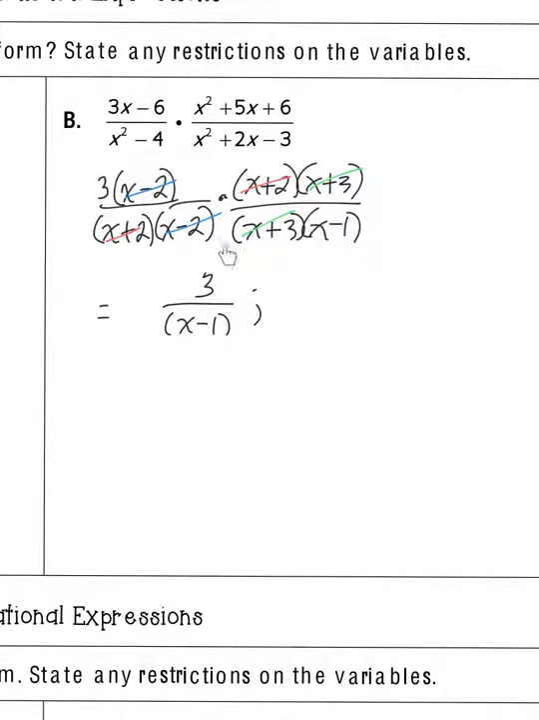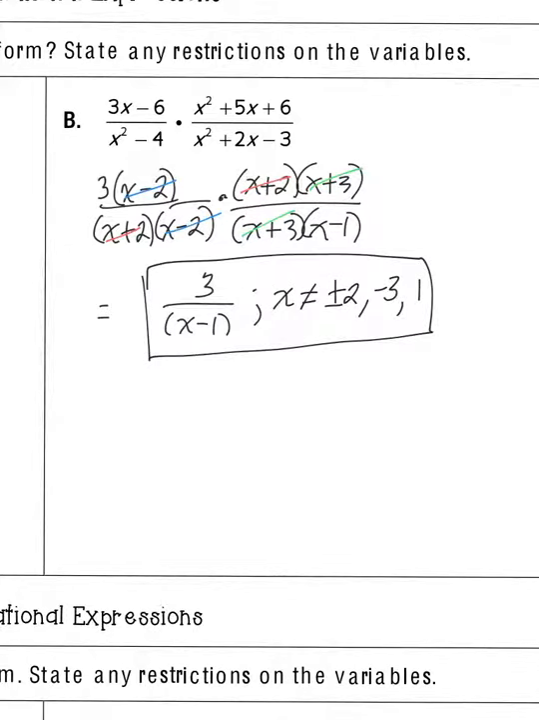Now you've got 4 factors here, and they're all different in the original multiplication before we ever canceled. And so you've got to look at all of these and use them all for your restrictions. So x cannot equal negative 2, or positive 2, or negative 3, or positive 1. So I have 4 restrictions on that one.